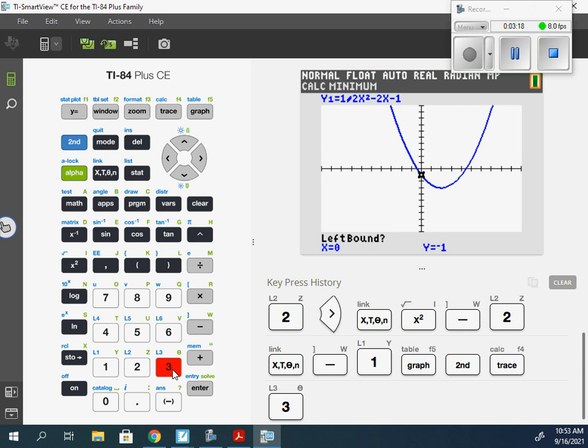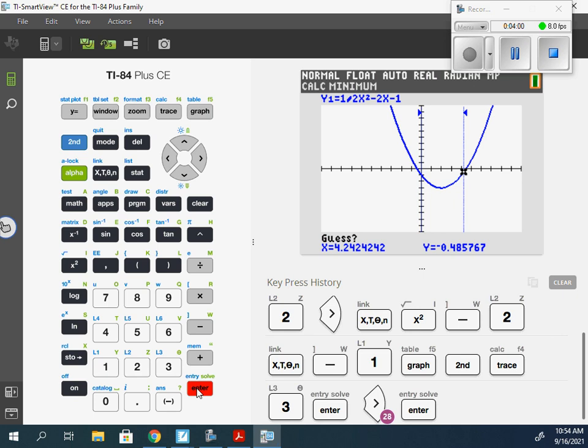Now, the first thing it asks is for the left bound. We need our little marker to be to the left of the minimum value. Well, is it to the left of it already? Yeah, so we can go on and just hit enter. Now it's asking for right bound, so we need that little blinking X to be to the right of whatever the minimum value is. So we can use the right arrow to move it over. It really doesn't matter how far to the right we have it, as long as it is to the right of it. It's past that point. And once you get that, we can go on and hit enter.